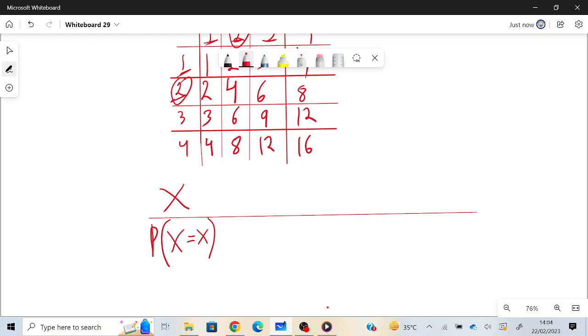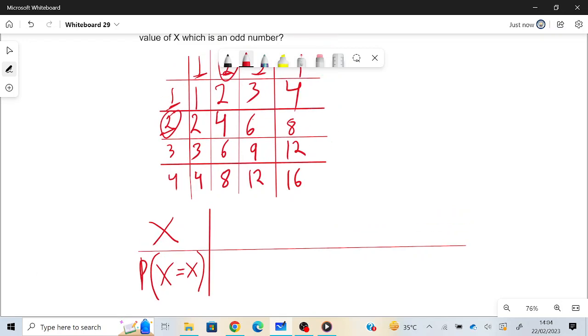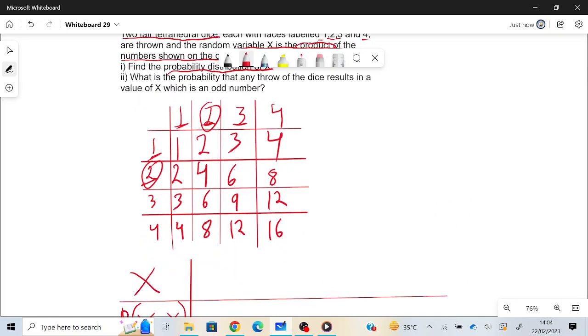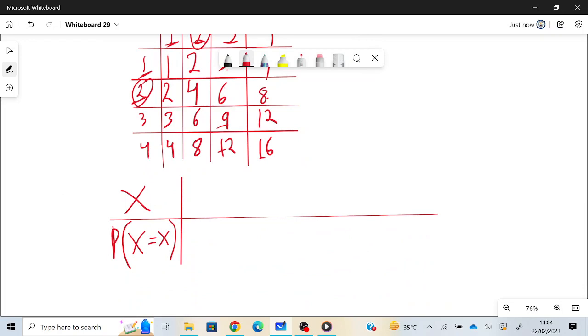Closing this, and we can just, yep. Now, what are the numbers, or what are the products that we found? We found 1, 2, 3, 4, we have a 6, we have an 8, we have a 9, we have a 12, and we have a 16. So we can group that in ascending order, obviously.